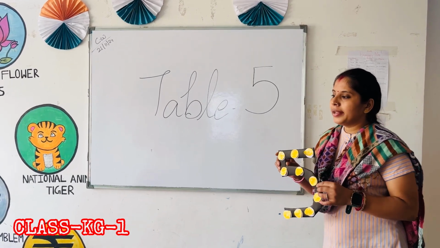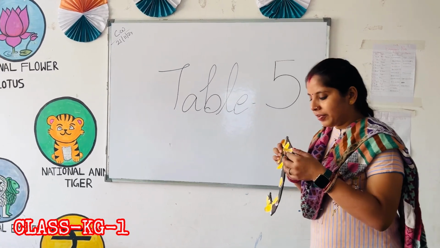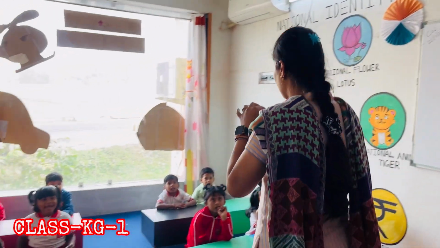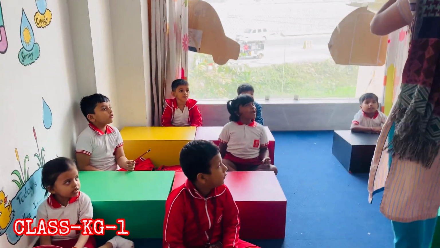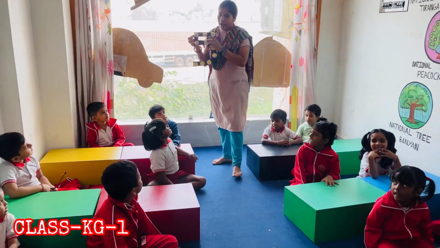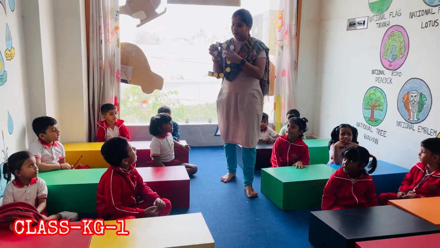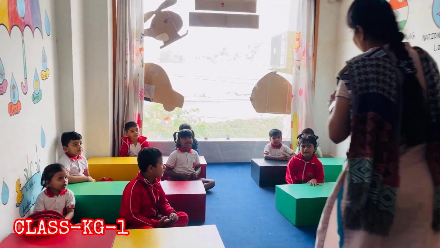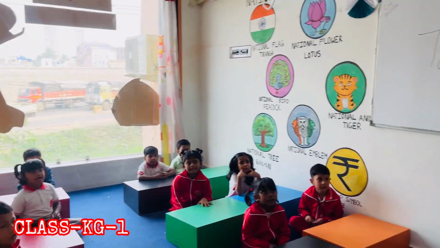Okay, let's start. 5 ones are 5. 5 twos are 8. 5 threes are 8. 5 fours are 5. 5 fives are 5. 5 sixes are 5. 7 are 5.